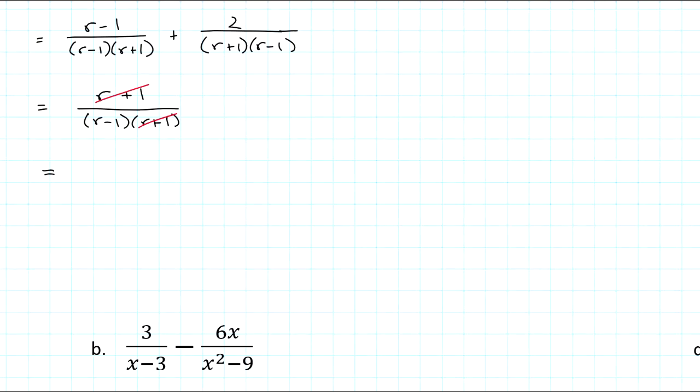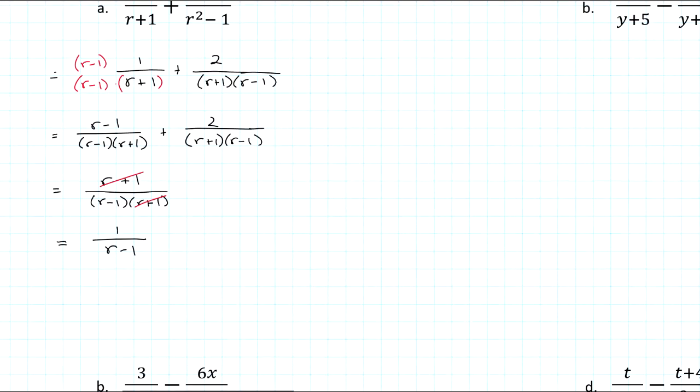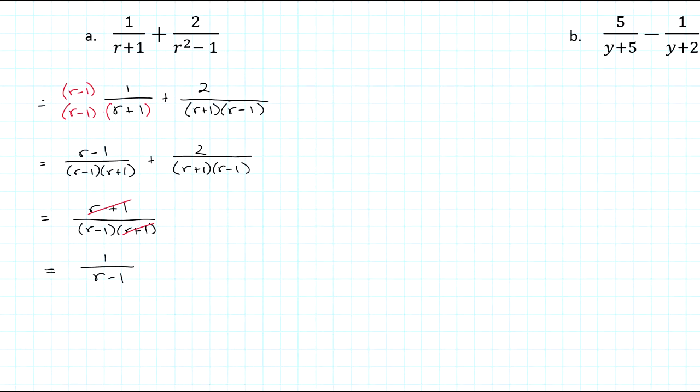Cancel the r plus 1's top and bottom. Remember, we'll have a 1 on top. When they cancel, it cancels to a 1 on top over r minus 1. The r minus 1 stays in the denominator when we do this.